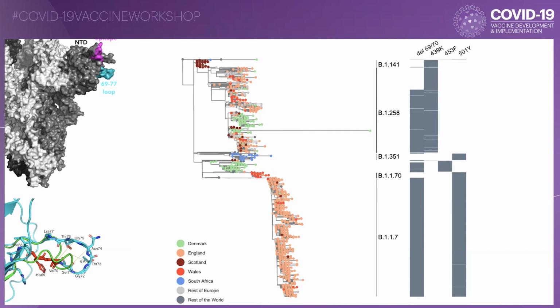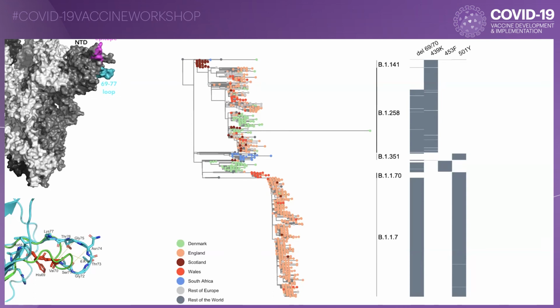If you move up that tree, you can see just above the pink is a group of viruses that has 501Y in the absence of the 69/70 deletion. And further up, you can start seeing viruses that have the 453 and 69/70. Those are from Denmark, as you can see in green, and we know that's the mink-related lineage. Interestingly, the 69/70 deletion came after the 453 was acquired.